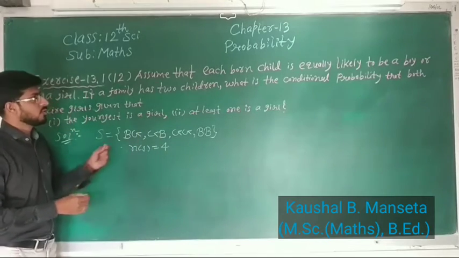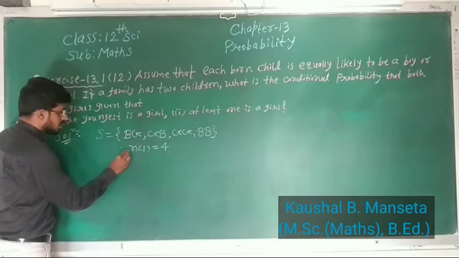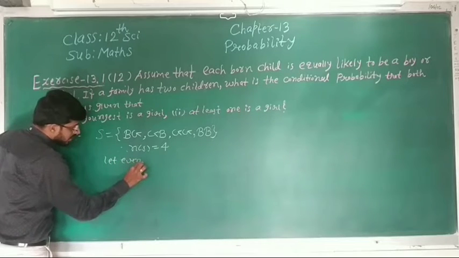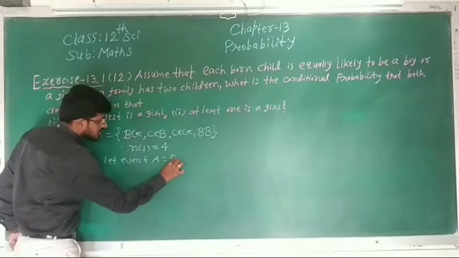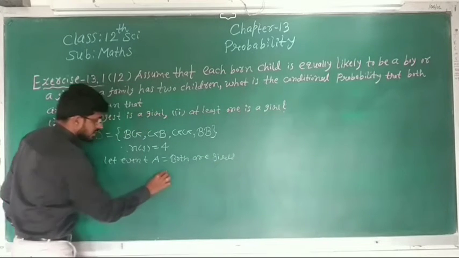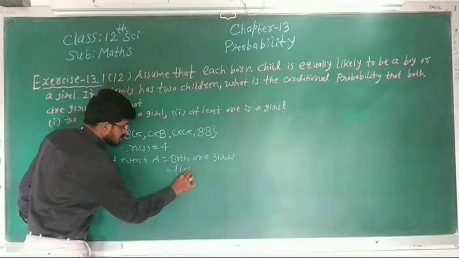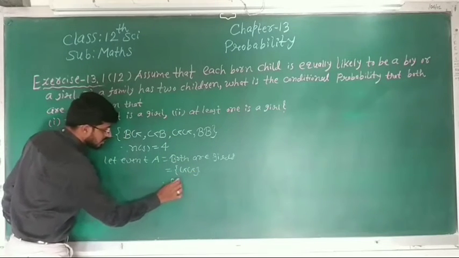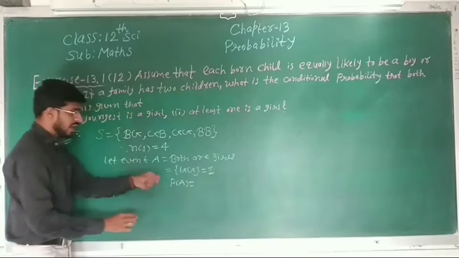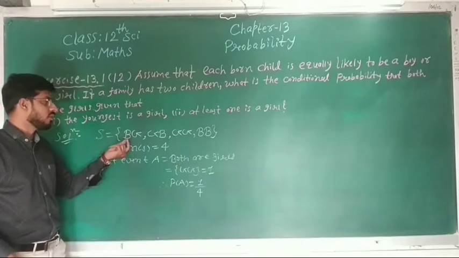Now see, we have to find a conditional probability that both are girls. Let event A be both are girls. So only one case, both are girls, GG. So we can write P of A is equal to 1 upon 4, since the total number of outcomes will be 4.